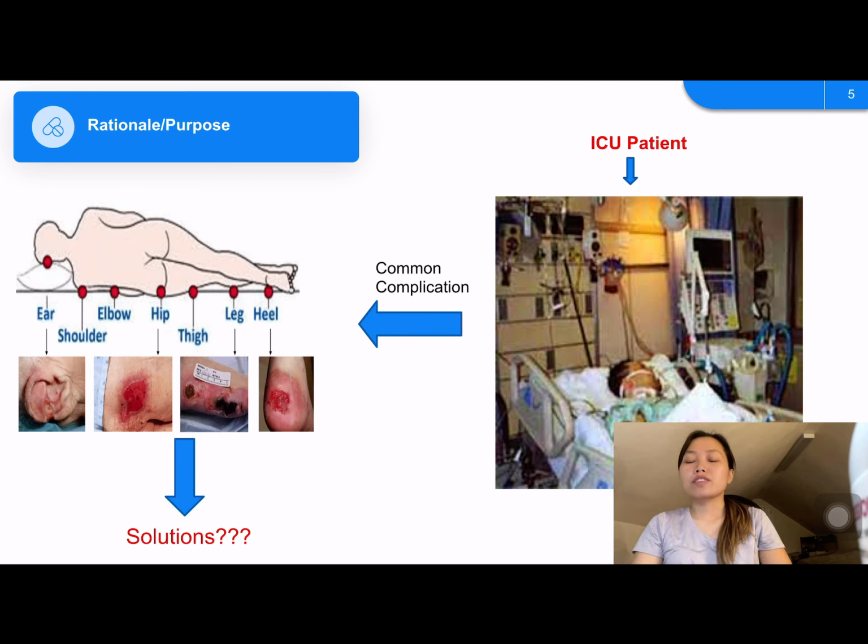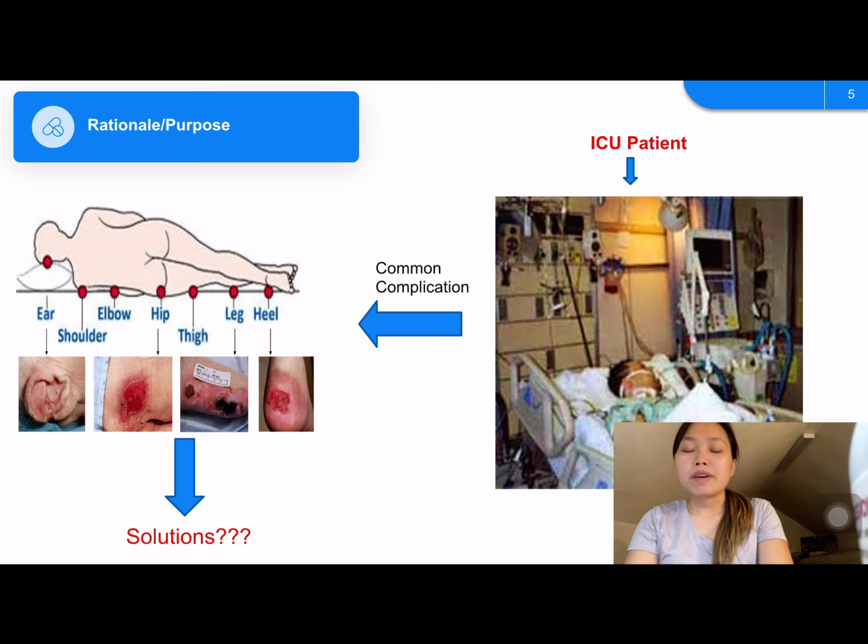So you can see on the screen, this is an example of an ICU patient who is intubated and on bed rest, not able to turn himself. So with this kind of patient, they are immobilized, in coma, they lost their consciousness. So they are not able to turn to relieve the pressure. For that reason, they will develop a pressure ulcer during the stay in the ICU.